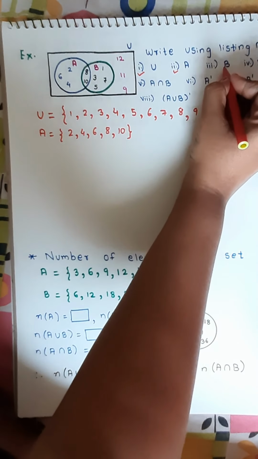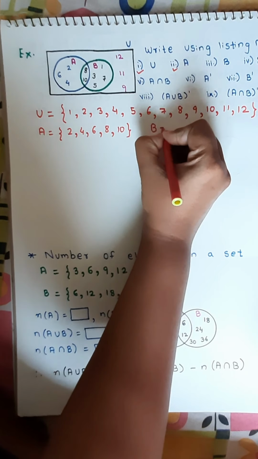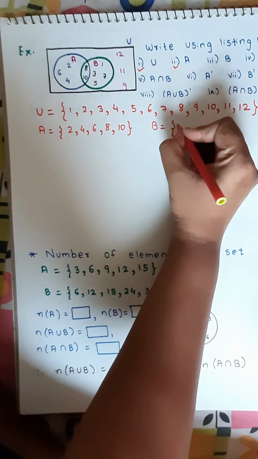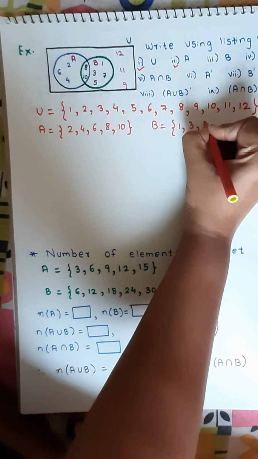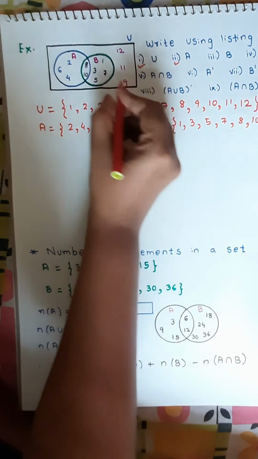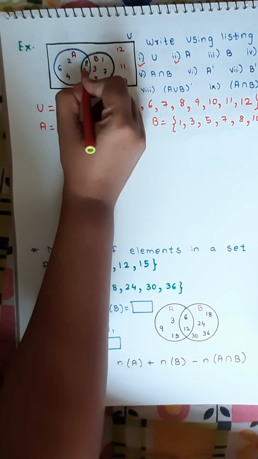This is done. Now set B. So you include all these numbers. Set B is equal to 1, 3, 5, 7, 8, 10. Make sure you are writing 8 and 10 in both set A and B, because it is intersection, meaning common.